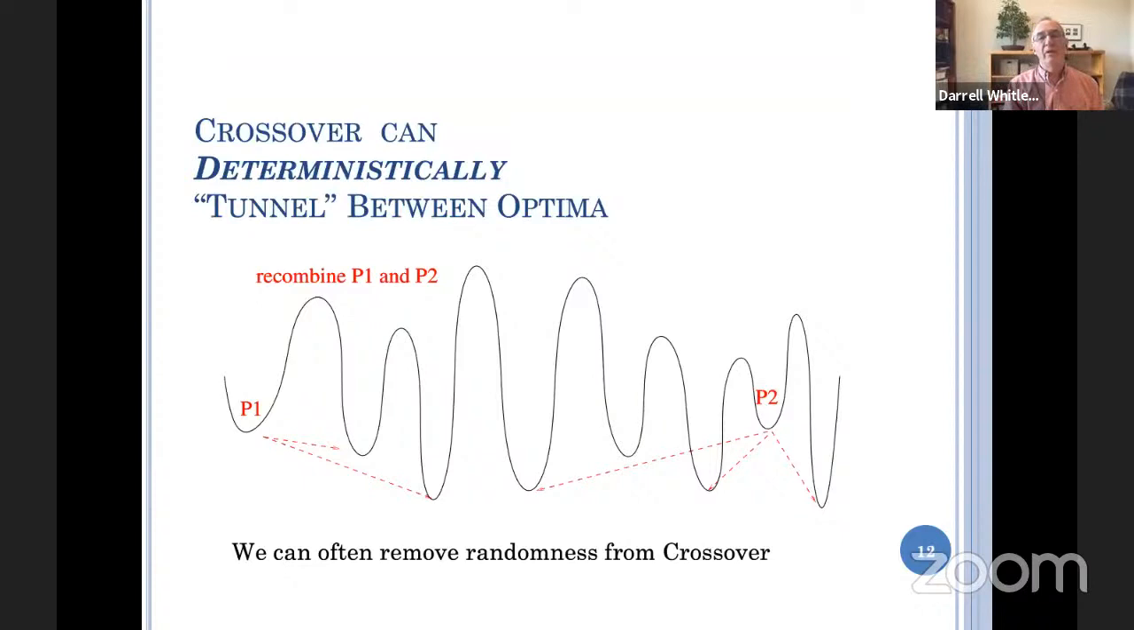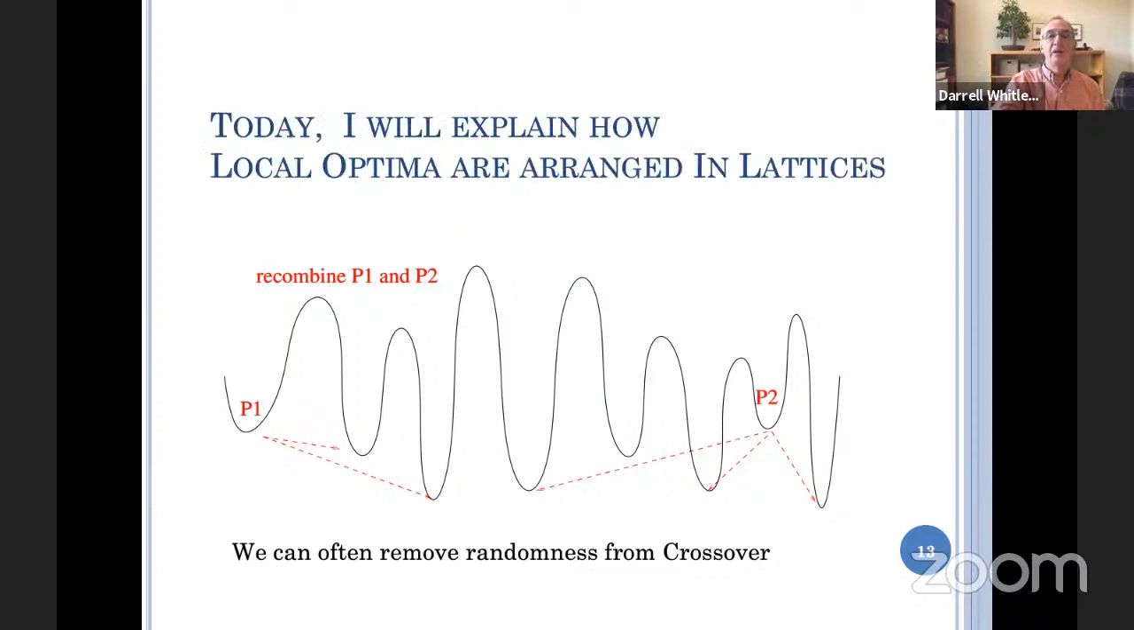So one of the things I'll talk about today for two large classes of problems is the fact that we can now tunnel between local optima. And we can do this in a deterministic fashion, but that assumes that we've already found local optima. So I will also explain today how these local optima arrange in lattices. This is new work, new material, and it turns out that the space of local minima that is being filtered when we do these kinds of recombinations is much larger than you might expect.